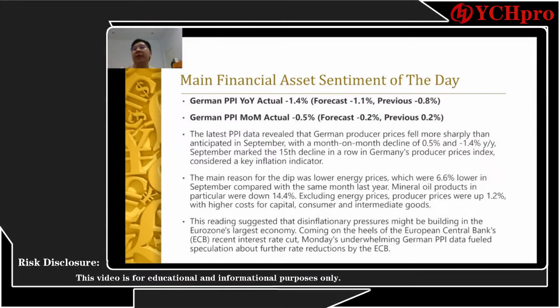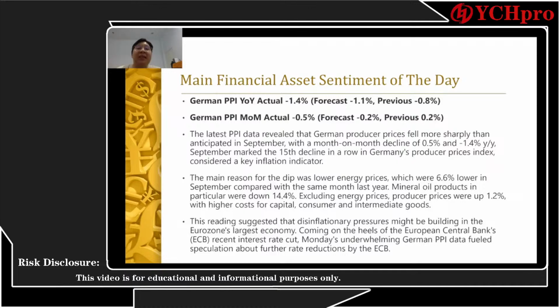So actually we do have a market data release about the Euro economy, showing that in Germany, the biggest economy in the Eurozone, inflation has been going down even on the producer price side. Monthly, it's slowing down by minus 0.5. Yearly, it has been negative 1.4%. And this is the 15th decline in a row in Germany's producer price index, a key inflation indicator. And as maybe a lot of countries have been reporting, this data was due to lower energy prices.